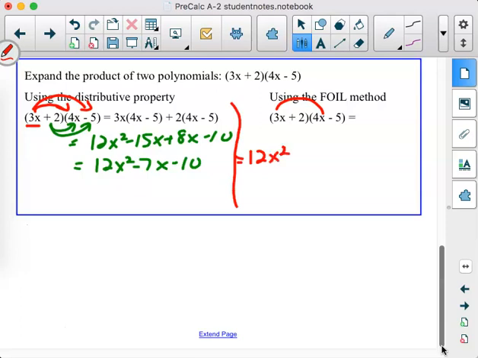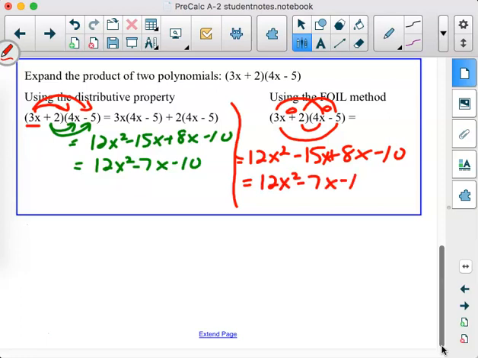And then you do outside times outside, negative 15x, I didn't write the 1 down. And then inside times inside, and last times last. And when you've made the FOIL guy, here are his little eyes right there, then you know you've multiplied everything that you needed to multiply. And again, it's just a mnemonic device to remember how to multiply two binomials. You get the exact same answer.